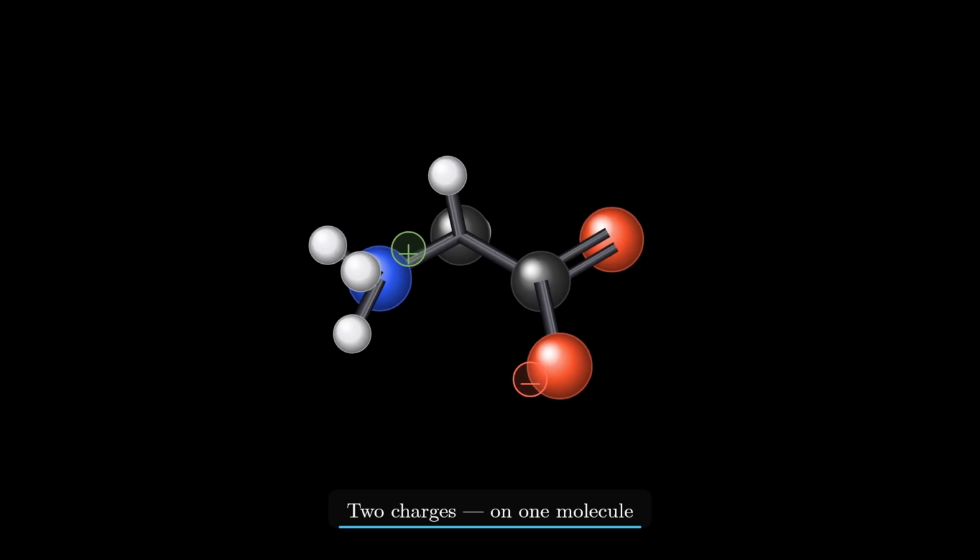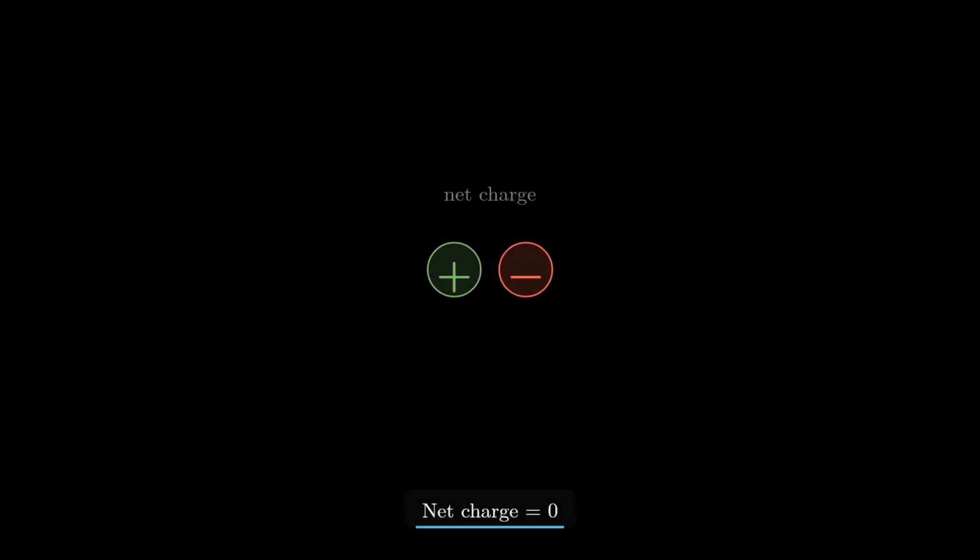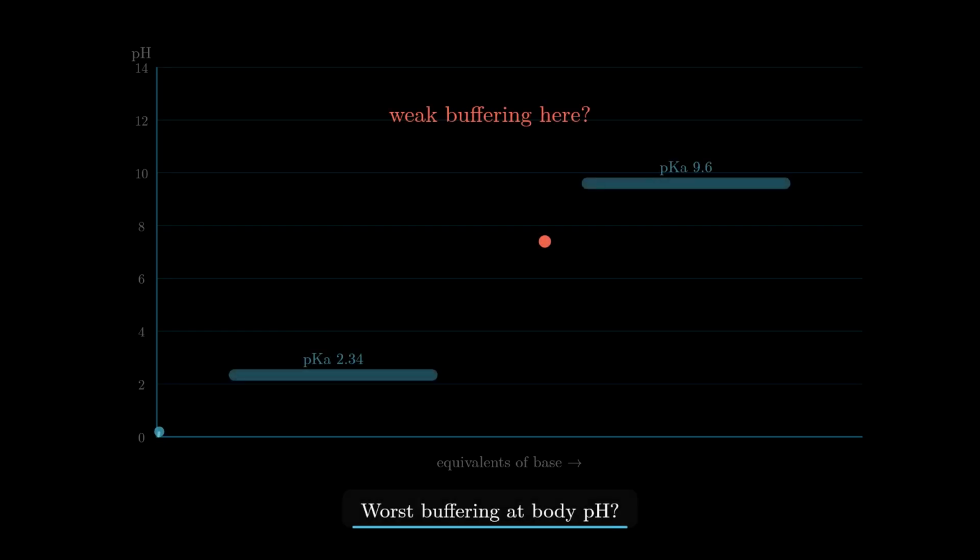Here's the part that should bother you. That same glycine sitting at the pH of your bloodstream is almost useless at doing the one thing chemistry students assume amino acids are good at, resisting changes in pH. At the pH where your body actually lives, glycine is one of the worst buffers you could pick. Both of those facts come from one idea.